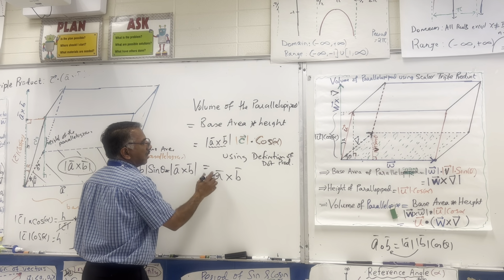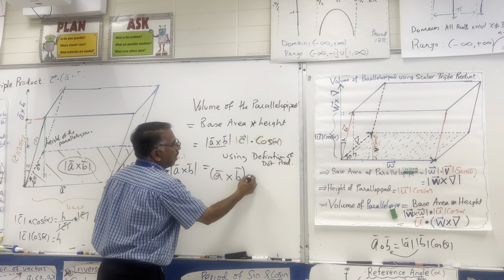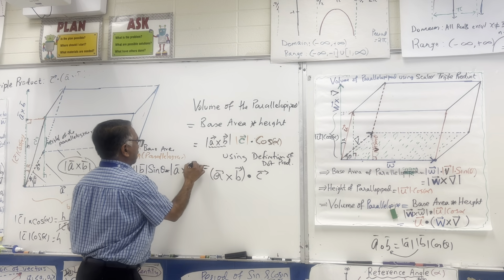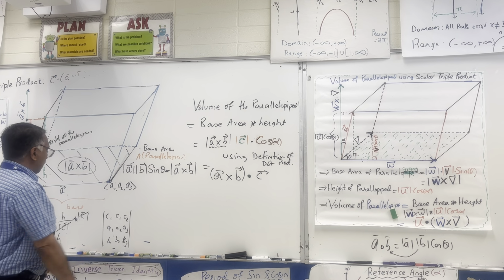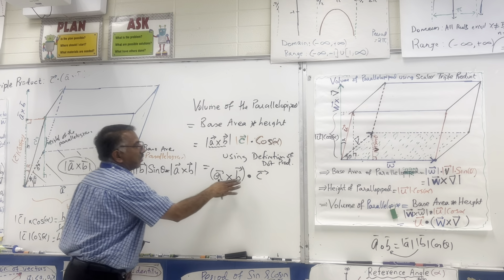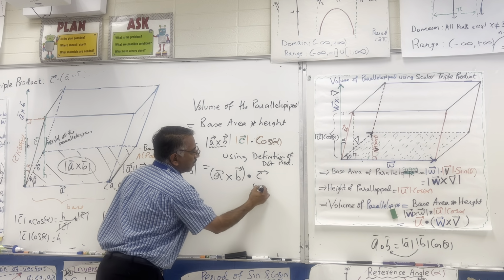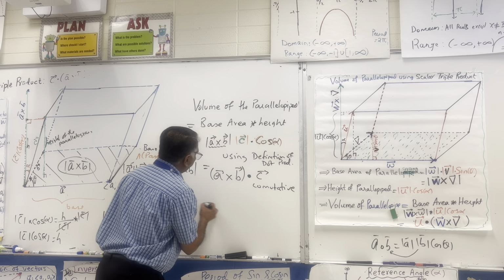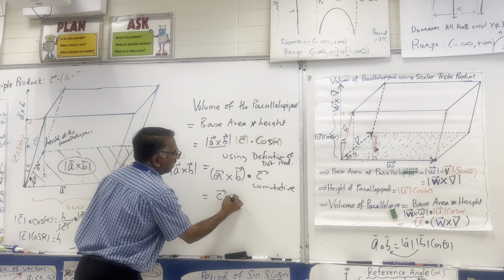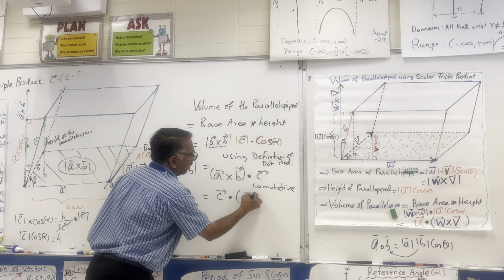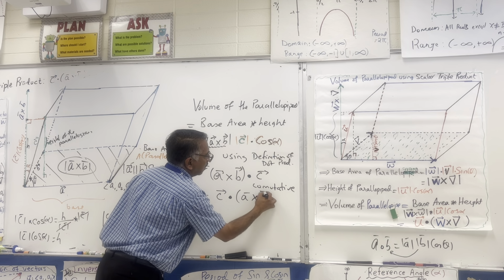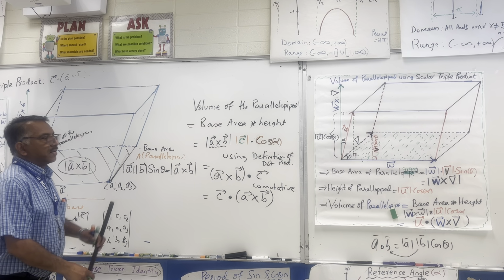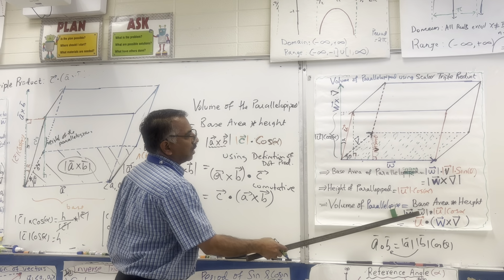This is A cross B. So this vector dot this vector. See, so beautiful. Sometimes I forget to put this bar like this. Now this dot product is commutative. So I can always write it this way, C dot A cross B. And then you can see it is exactly similar to what I showed here.